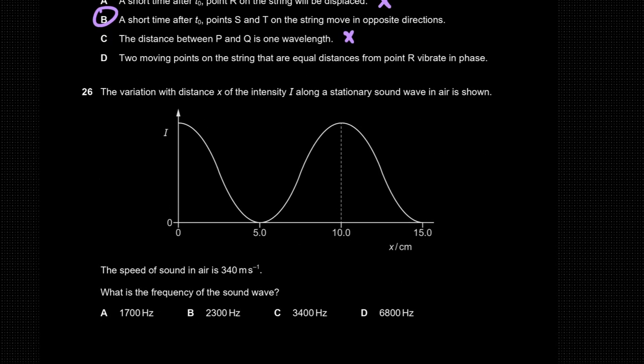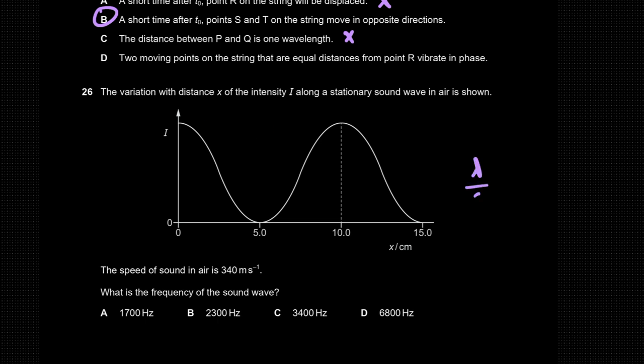The variation with distance x of the intensity I along a stationary sound wave is shown. So this must be an antinode for it to have max intensity, and this must be your nodes, right? Speed of sound is given, we are asked the frequency. So node to node or antinode to antinode distance is half the wavelength.